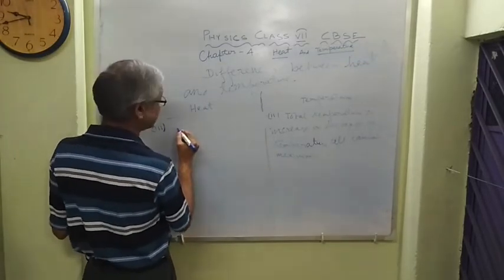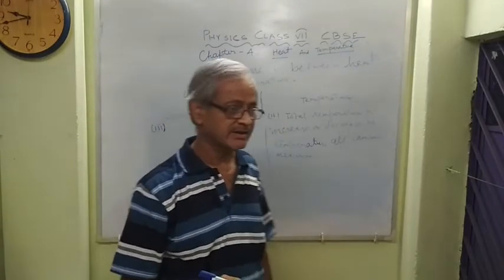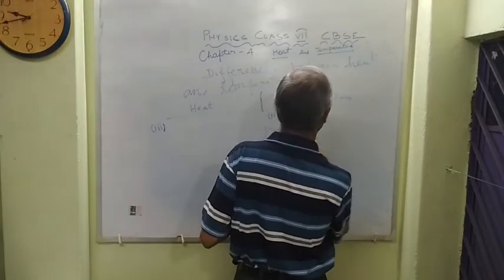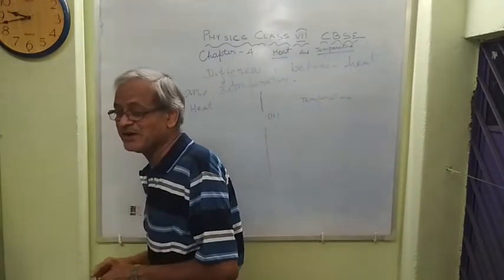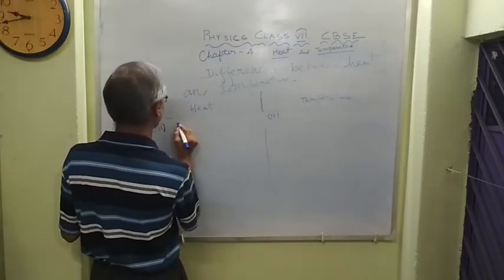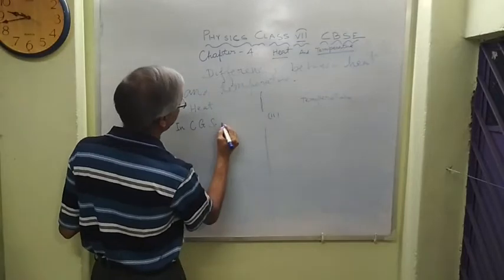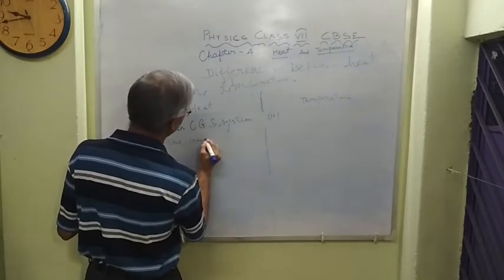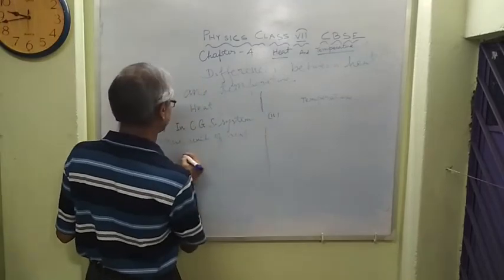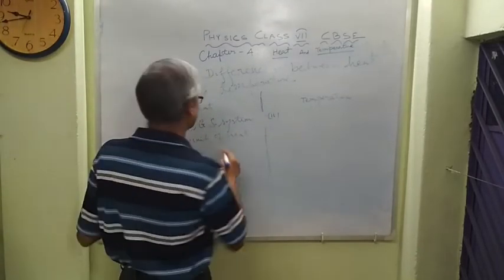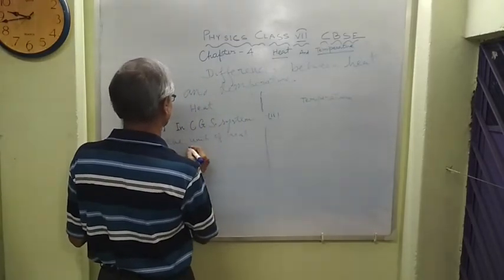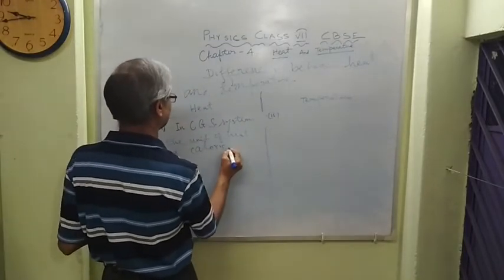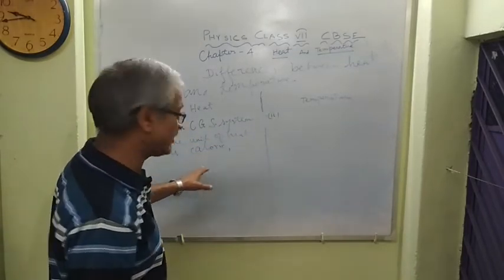Two bodies, the total amount of heat content in two bodies. Now we write the units. In CGS, FPS and MKS systems, the unit of heat is as follows. In the CGS system, the unit of heat is calorie.